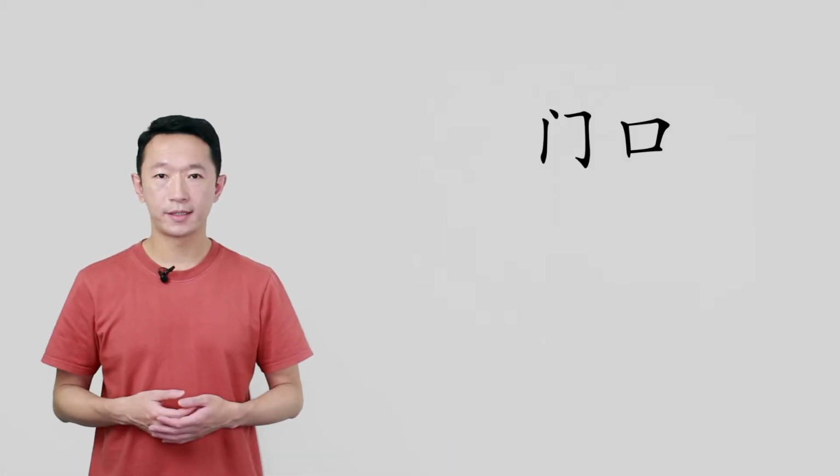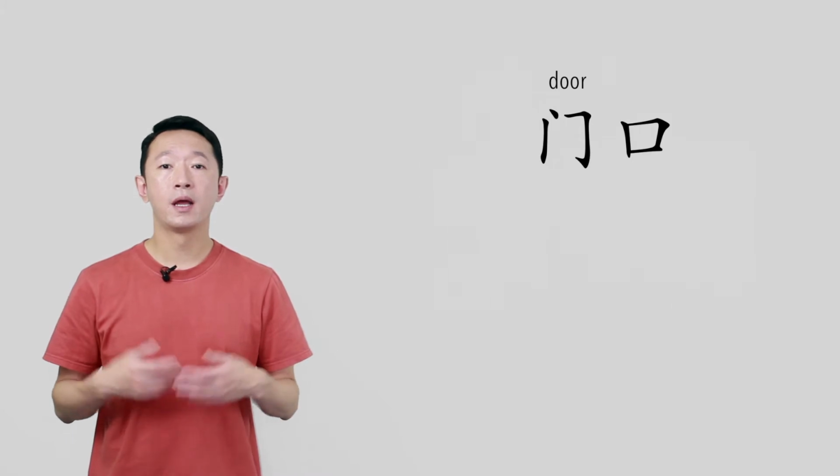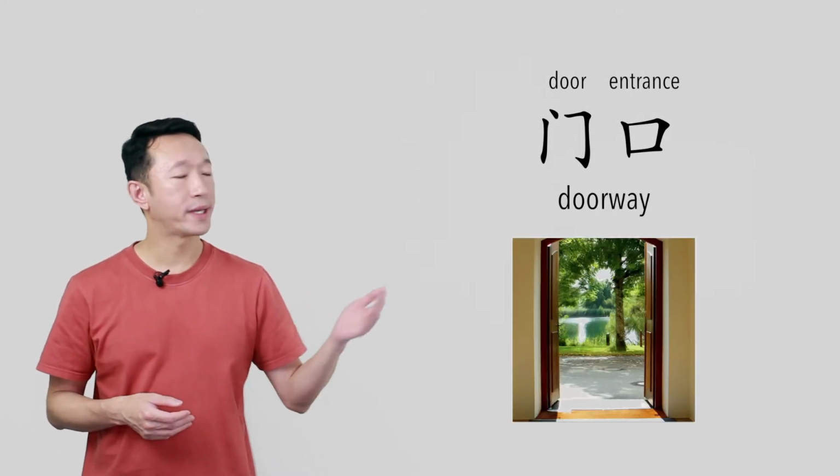Let's learn a word. 门口. 门 is door. One meaning of 口 is entrance. The real meaning of 门口 is doorway.